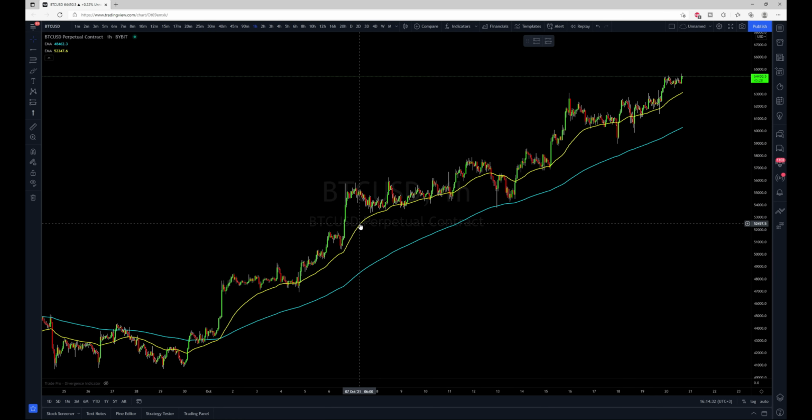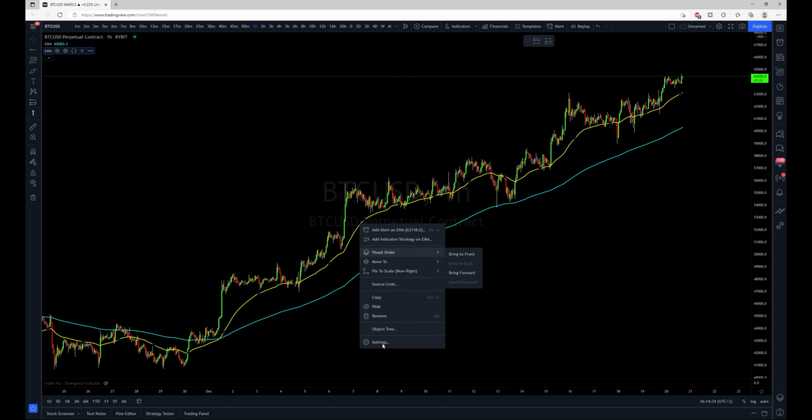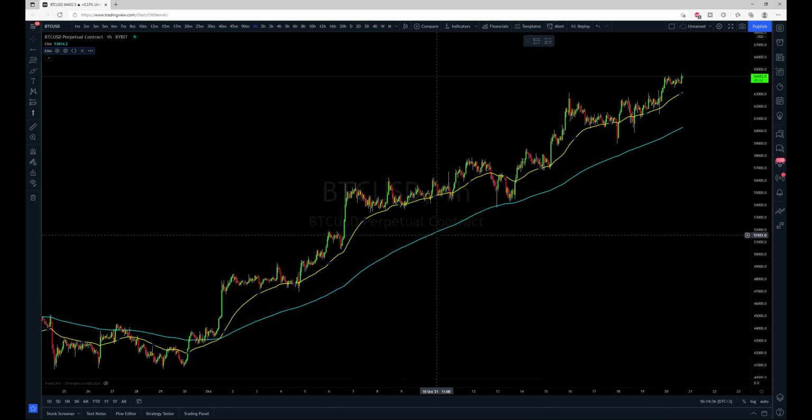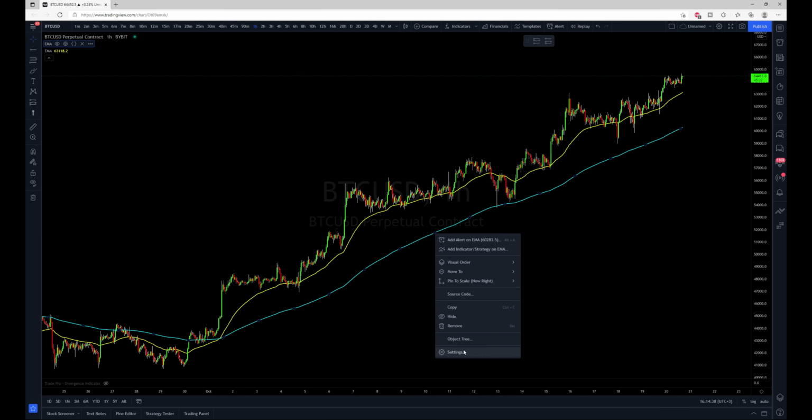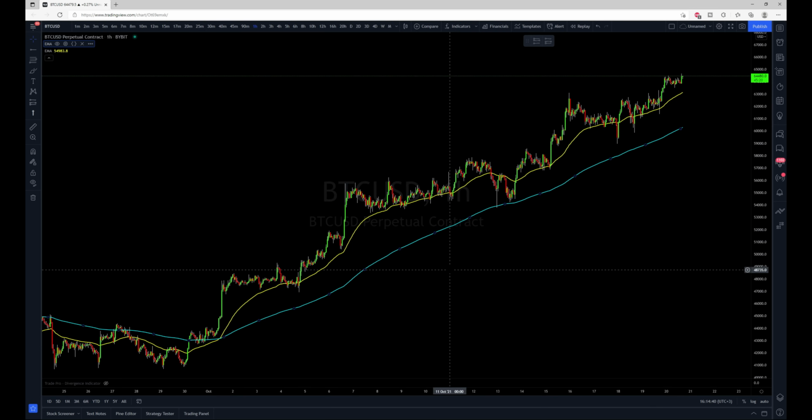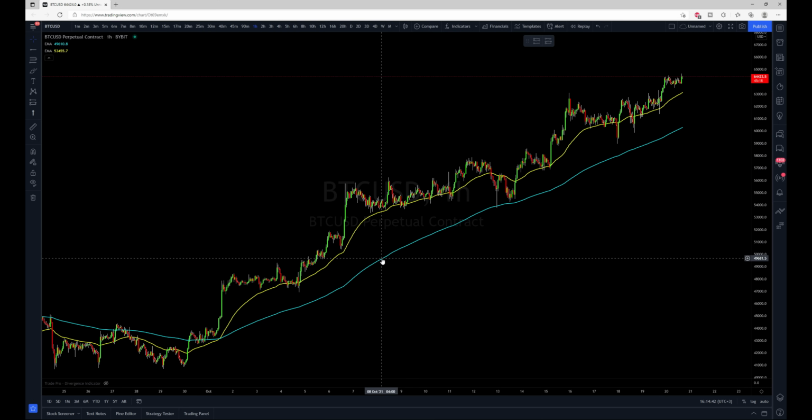I have a 50-period exponential moving average in yellow here, and in the blue, I have a 200-period exponential moving average. When the 50 is over the 200, we're only looking for long positions. Price is in an uptrend.